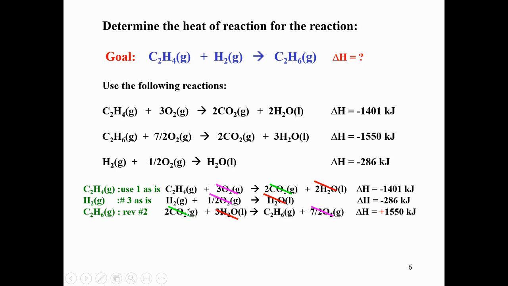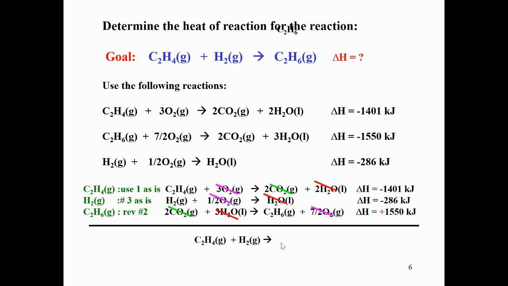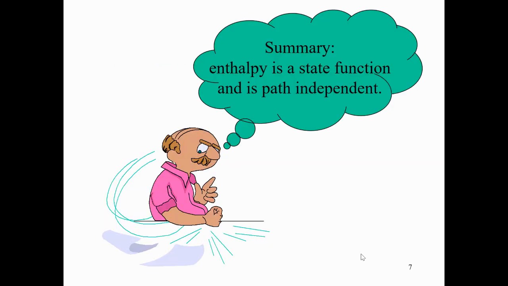So what do I have left on the left-hand side? I have the C2H4. I have the H2. On the right-hand side, I just have my C2H6. When I add them all up, I get a negative 137 kilojoules. Endothermic or exothermic? That was an exothermic reaction.